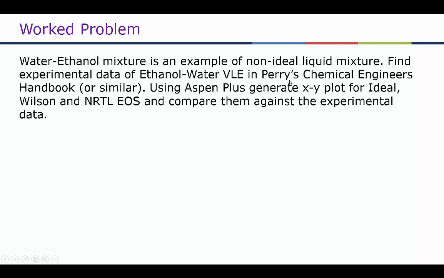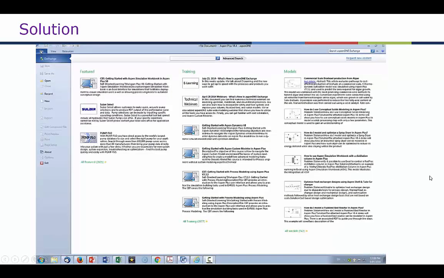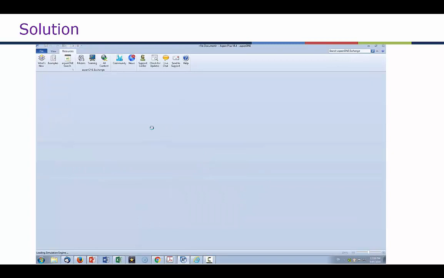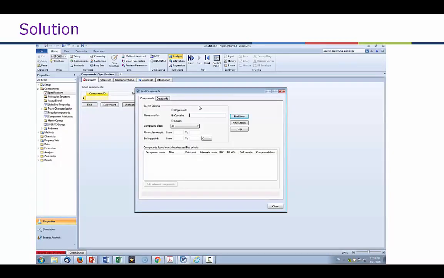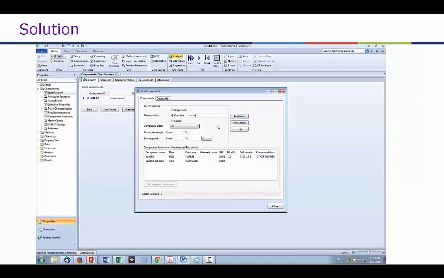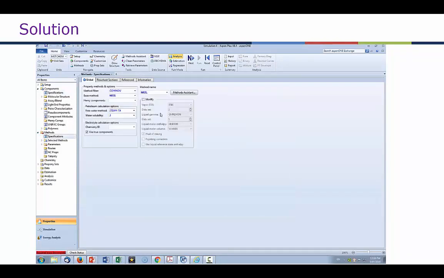Here we are going to use Aspen Plus to generate an XY plot for the ideal, Wilson and NRTL models and compare them against the experimental data. To do that, we start off by selecting a new method. This time I'm going to choose metric units and enter the two components, ethanol and water. Once we have added that, we can select the right method.